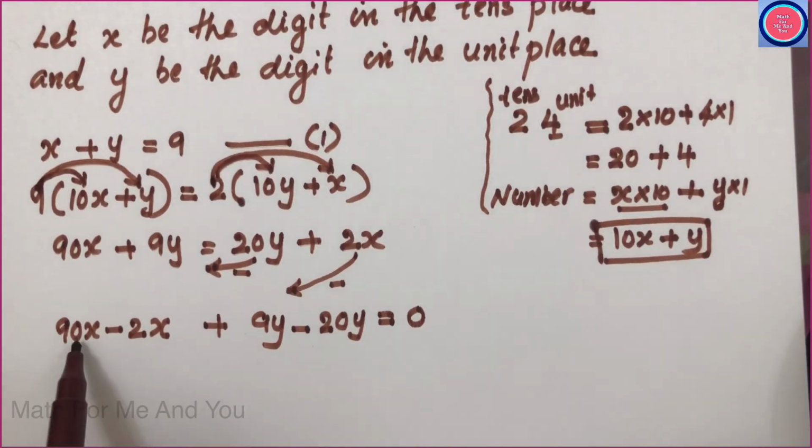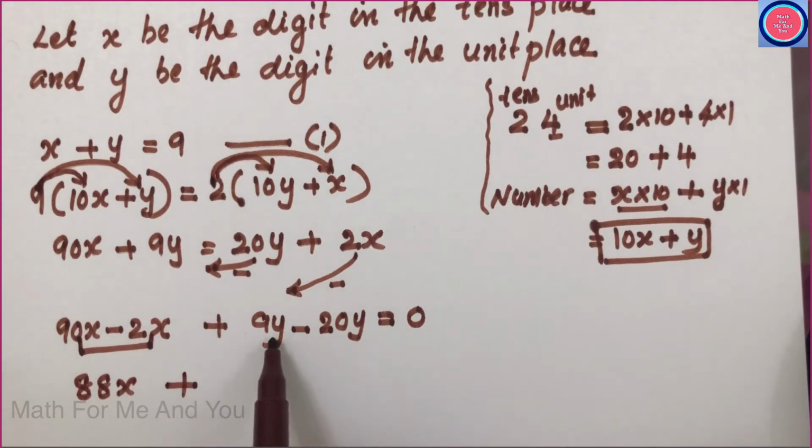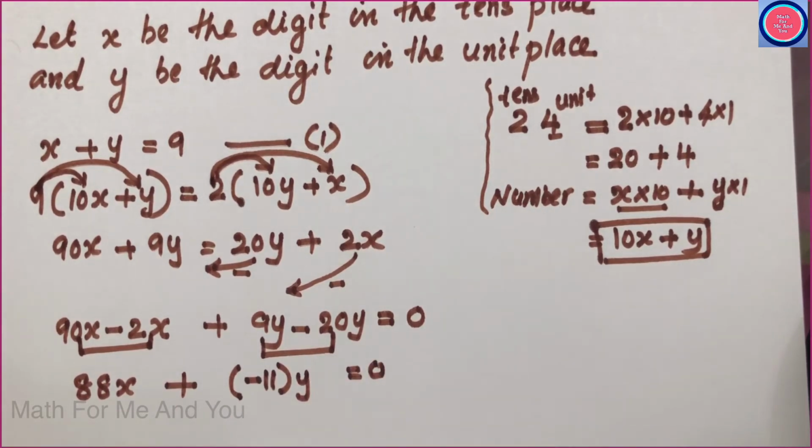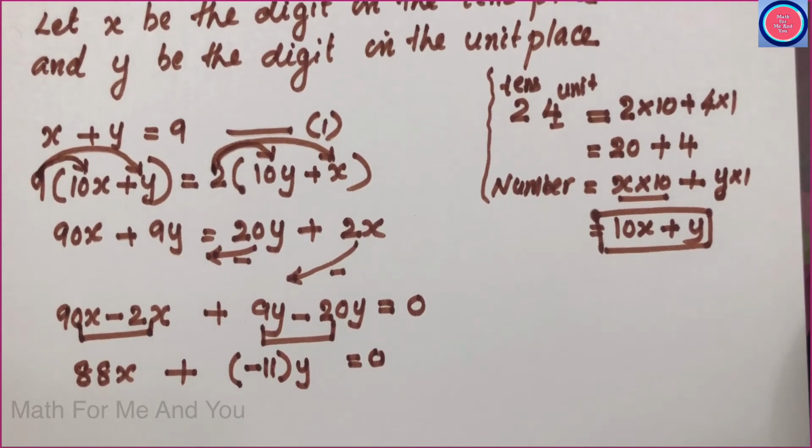What is 90x minus 2x? 90 minus 2, it is 88x. Plus 9y minus 20y, take the big number 20 minus 9, then we get the value 11, but the big number is negative, so the answer is minus 11y. Minus 20 plus 9 is minus 11. The right side is 0.